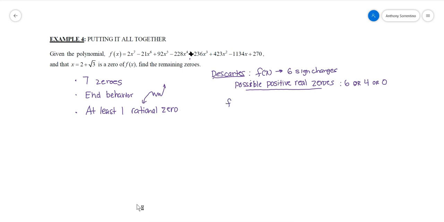f of negative x, which is basically going to be, having this is a negative, this is a positive, that would still be negative. Although all the odd ones are going to change sign. This is going to be negative, that's going to remain negative, that's going to be negative, that's going to be positive, that's going to become positive, that's going to stay positive. So basically I'm going to have one sign change.